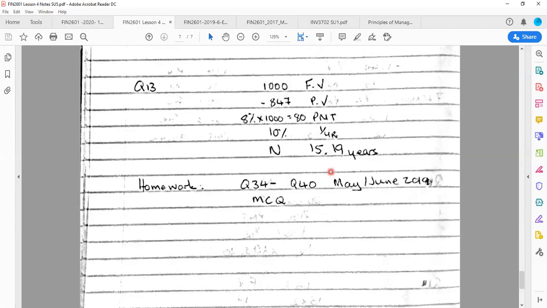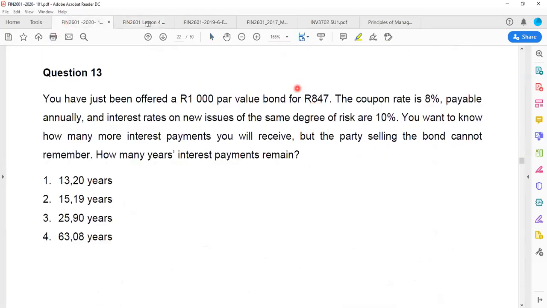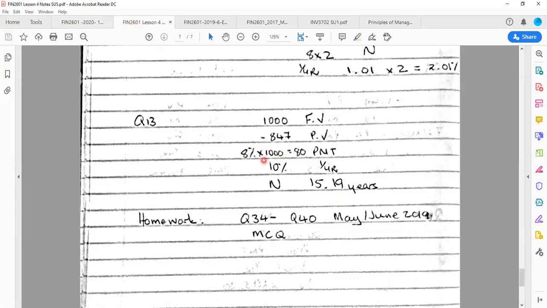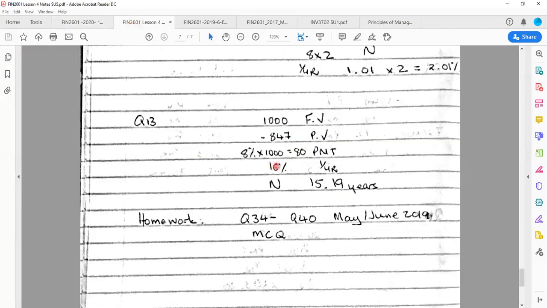Okay, so hopefully you got 15.19 years. 1000 is our future value. 847, that's the price of the bond. We'll put that as a negative. 8% times 1000 giving us 80, that's our PMT. That's the coupon payment, right? Based on the coupon rate times par value. 10% is the yield to maturity, and we calculate n, which is 15.19 years. So those are some examples of questions you need to be familiar with when it comes to bond valuation.